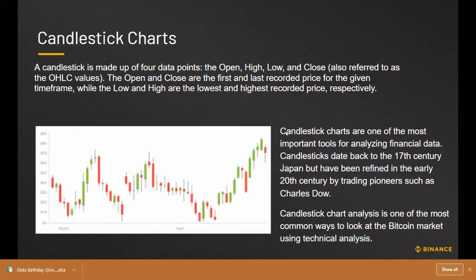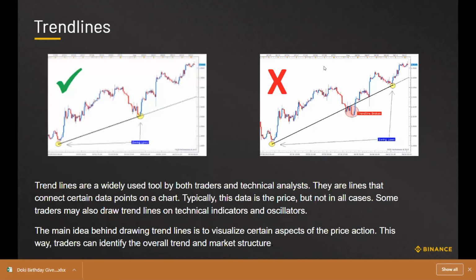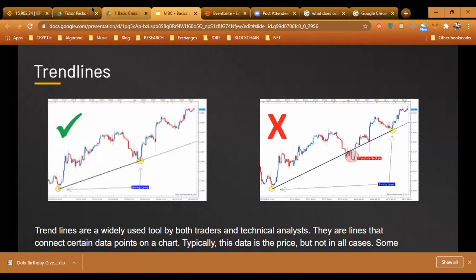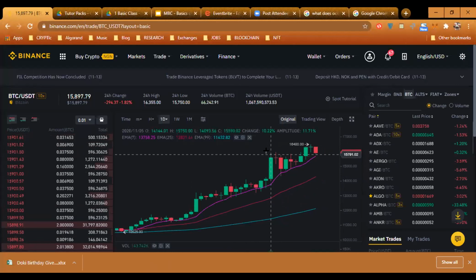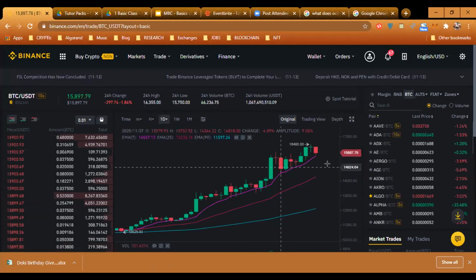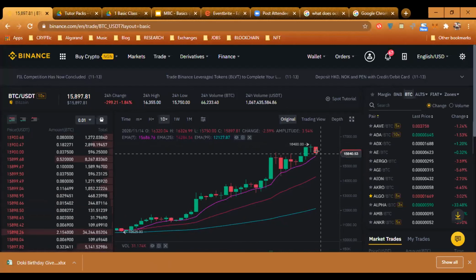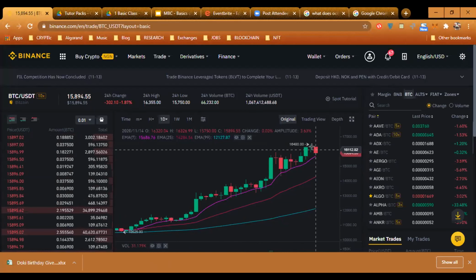So candlesticks are made up of 4 data points: the open, the high, the low, and the close. Let me show you how they look. Okay, so let's come here. Now this is a candlestick. First, we are on a 1-day timeline. It means that every candlestick here represents 1 day. You get? This is the candlestick representing today.